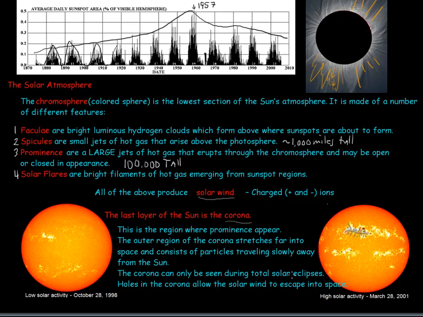The corona can only be seen during a total solar eclipse. Remember I told you about 400. The moon is 400 times smaller than the sun, but 400 times closer. The sun is 400 times larger, 400 times farther away. And because of that, we actually have the same apparent size in our sky, so that the moon can cover up the sun. And when it covers up the brighter part of the sun, we can actually see the corona.